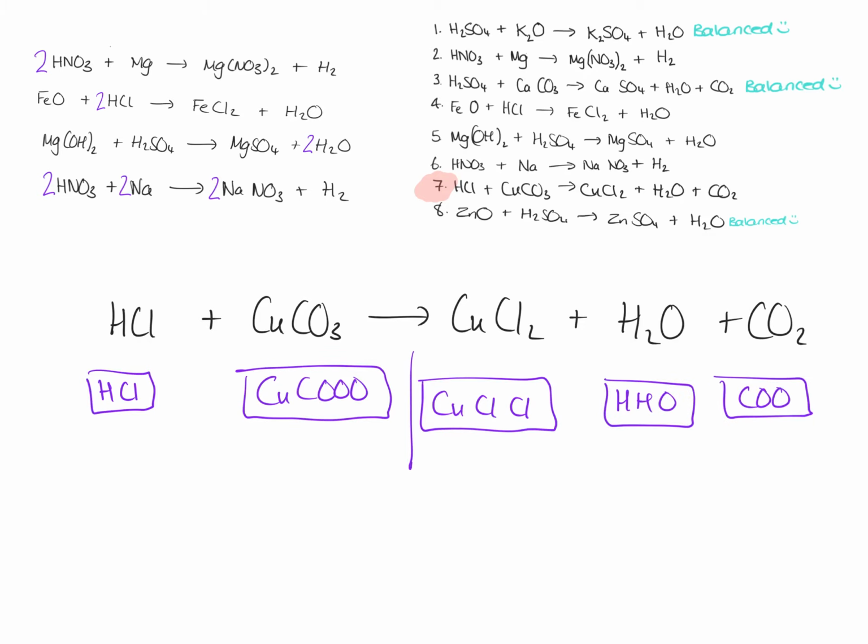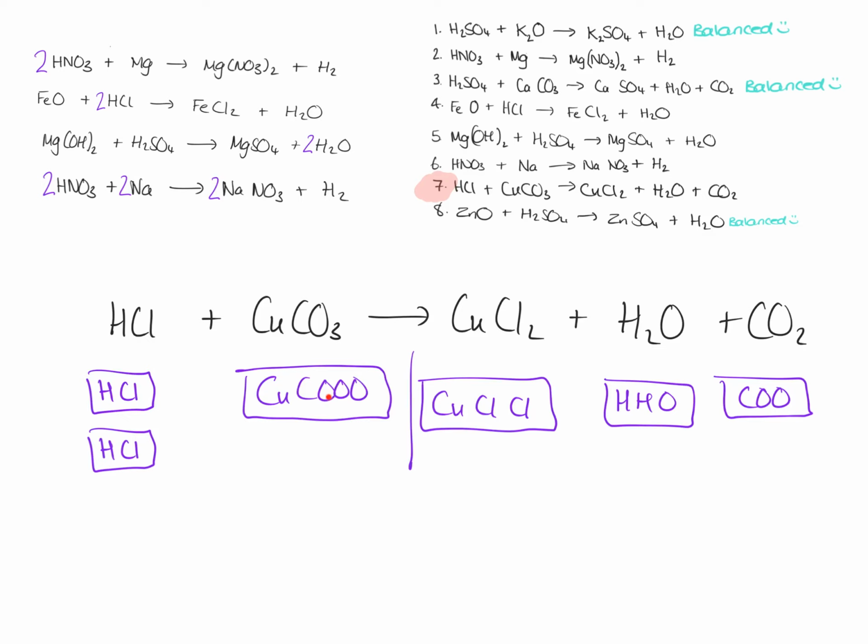And then we can check each element in turn. So hydrogens, we've got 1 going in on the left and we've got 2 coming out on the right. So we need to fix that by putting some more hydrogen on the left-hand side. So that's this box, we'll draw it again. So now we've got 2 H's going in and 2 coming out. We can look at chlorine, 2 going in and 2 coming out, so that's fine. Copper, we've got 1 going in and 1 coming out, so that's fine.